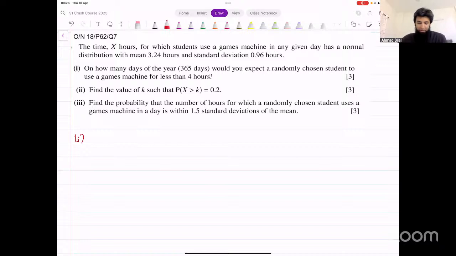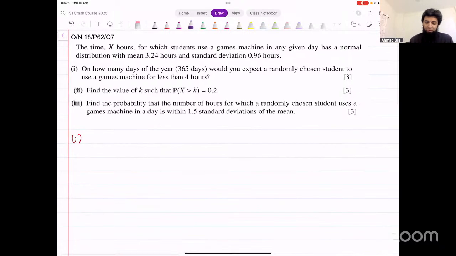All right. Now let's have a look at the first and second parts. We have the mean given and we have the standard deviation given. Now this should be quick. On how many days of the year would you expect a randomly chosen student to use a games machine for less than 4 hours? What we do is we find the probability that on one particular day a student uses the games machine for less than 4 hours. Can we find this probability for one day?